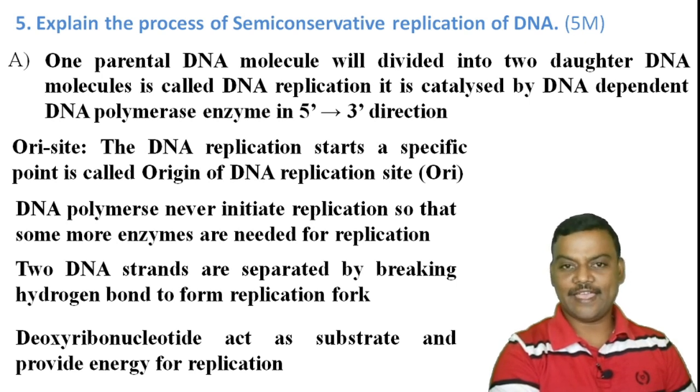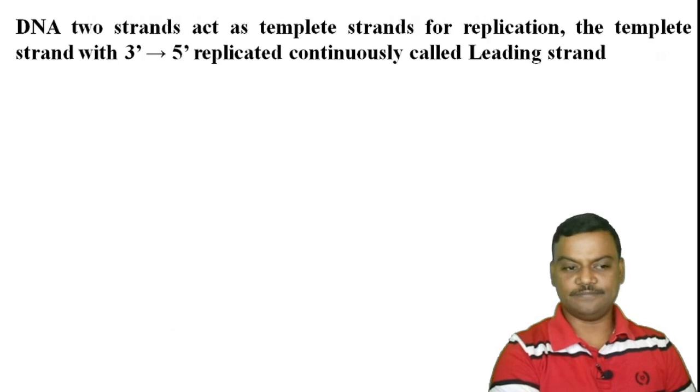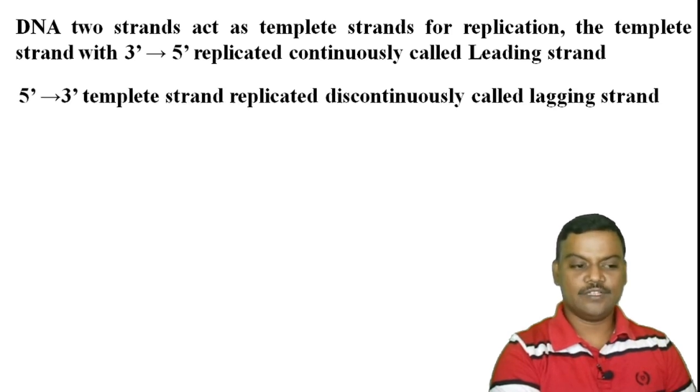Deoxyribonucleotides act as a substrate and they can provide energy for replication, so they show a dual function. The two DNA strands act as template strands for replication. In this, the template DNA strand having 3' to 5' polarity replicates continuously. This strand is called the leading strand. And the other template DNA strand, which is present in the 5' to 3' direction, replicates discontinuously. It is called the lagging strand.